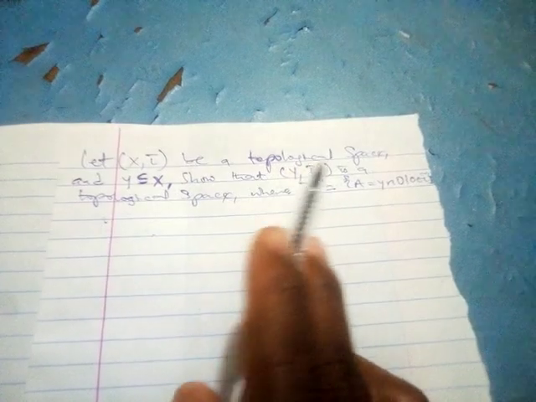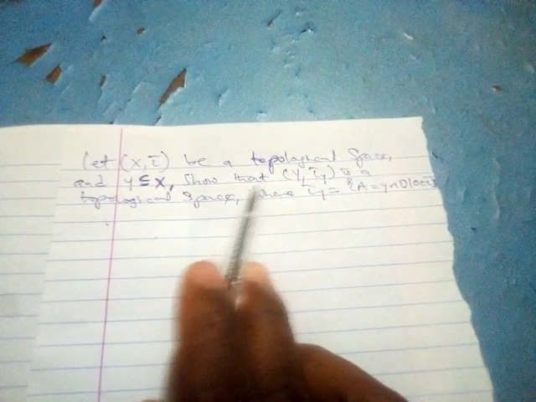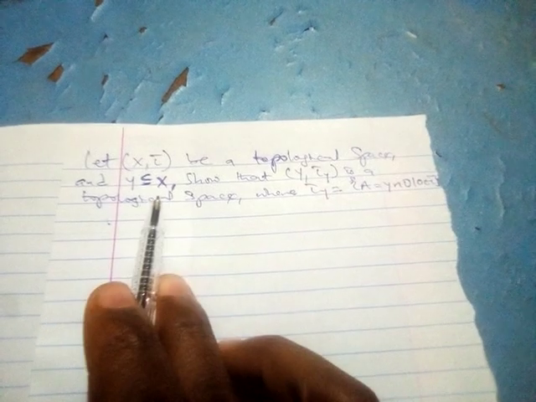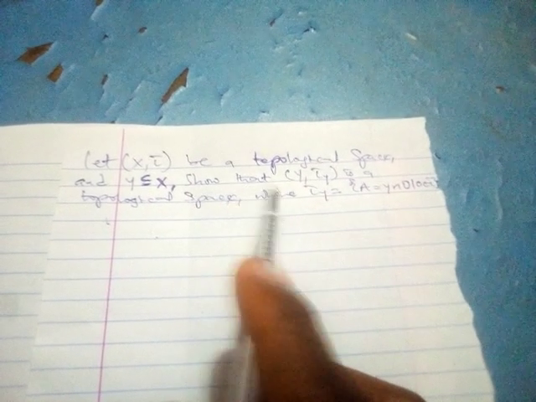In today's video we are going to be talking about subspace topology. There's a question here. Let X be a topological space and Y a subset of X. Show that this subspace topology is a topological space.